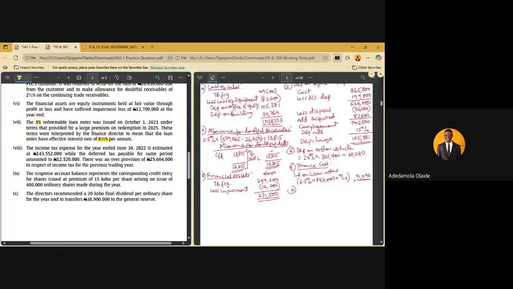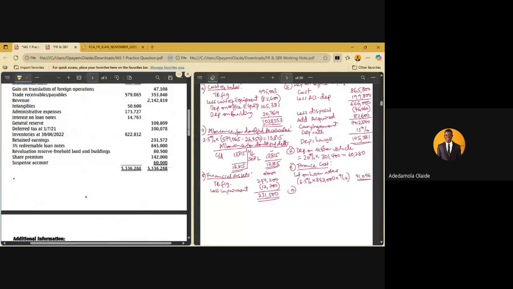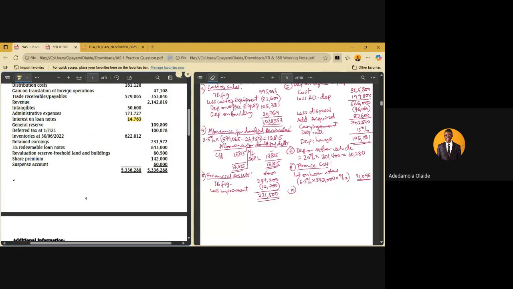So the interest on the loan notes we calculated is 41,096. But if you look at our SOPL, you'll see that the interest on loan notes we were given is 14,763. This 14,763 is the interest that has been paid. So if we do 3% of the 843,000, most likely that's what they have paid so far. They've only paid 14,763.